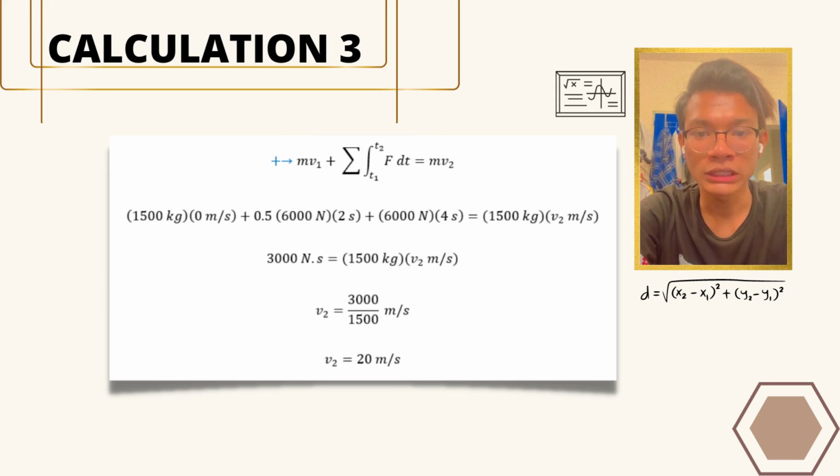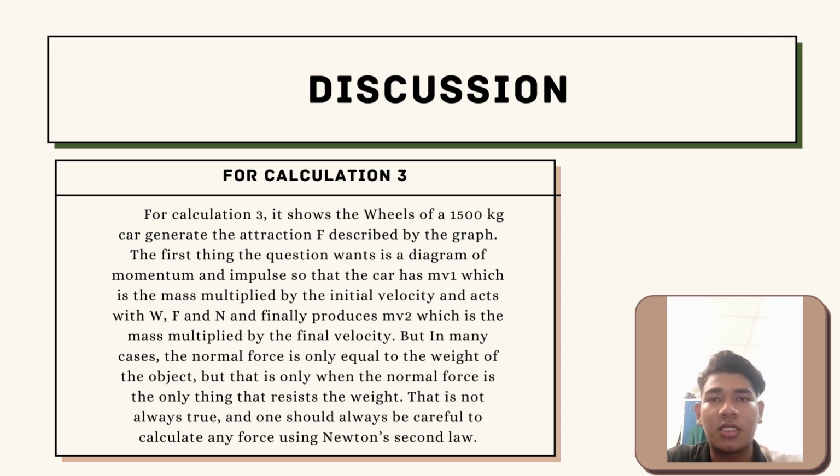For calculation 3, we are still using the formula mv1 plus sum of integrate F dt equal to mv2 to find the speed of the car. Then, by inserting and solving the information given, we will get the answer, which is 20 meters per second. For discussion of calculation 3, it shows the wheels of a 1,500 kg car generate the traction described by the graph.